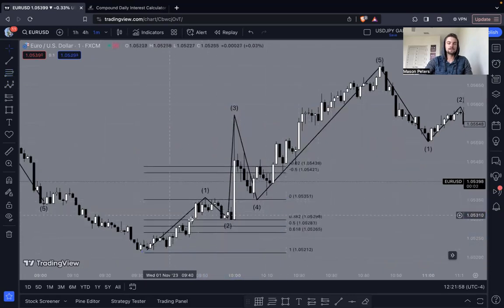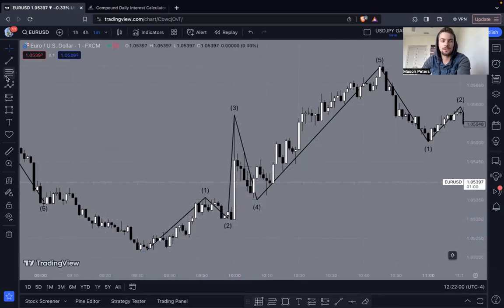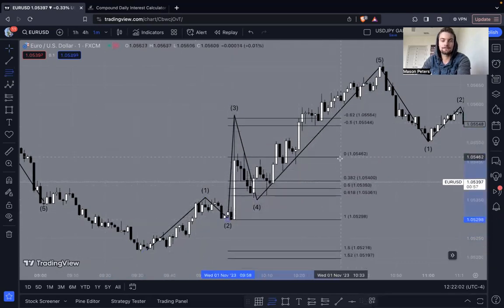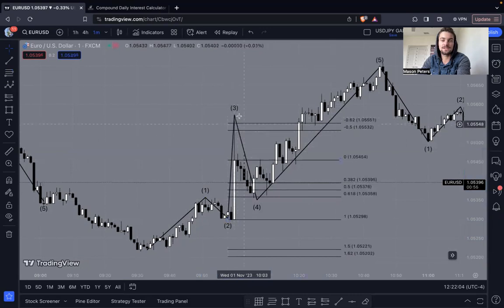0 to 1, 382, retracement. Boom. 2 to 3. And actually, this wick's really volatile, so you just take it to the top of the wick on the smaller time frame. You want to take it to the body. Boom, 618 retracement. Boom, huge uptrend.